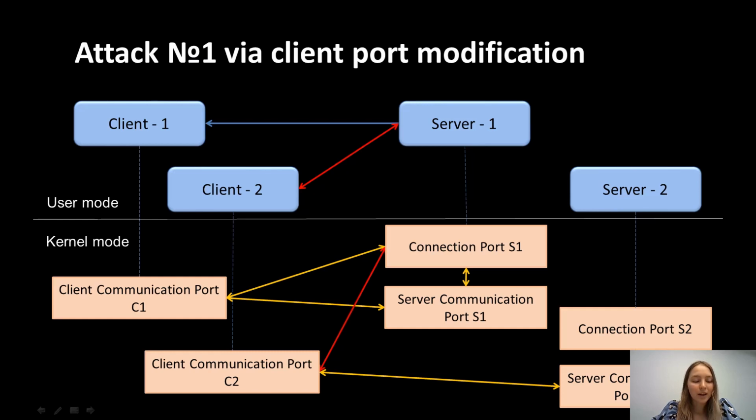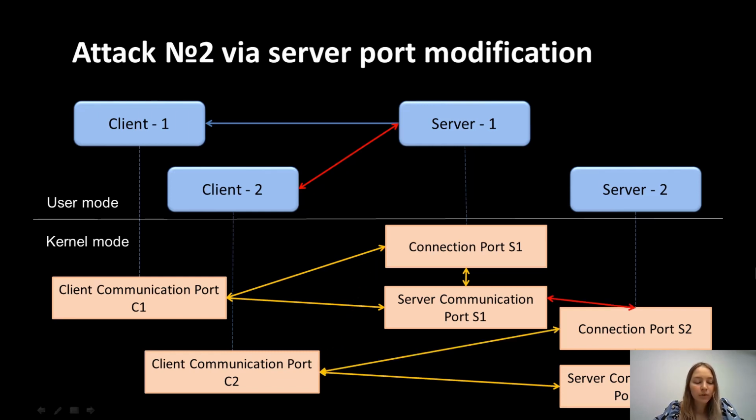Attack number 1, via client port modification, is a spoofing attack for server S1 and a blinding attack for server S2. This attack targets the client side. We change the value of the connection port in the communication info structure of the client communication port of client C2 to the address of the connection port of server S1. As a result, client C2 is now connected to server S1, and server S2 is blinded and does not receive any messages.